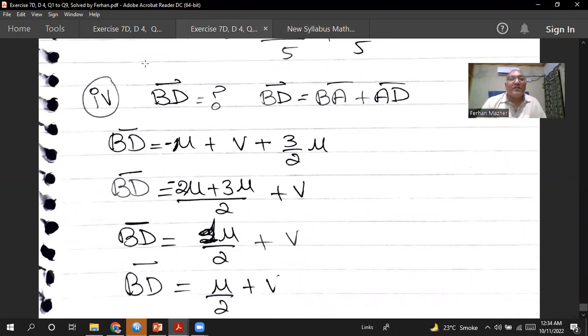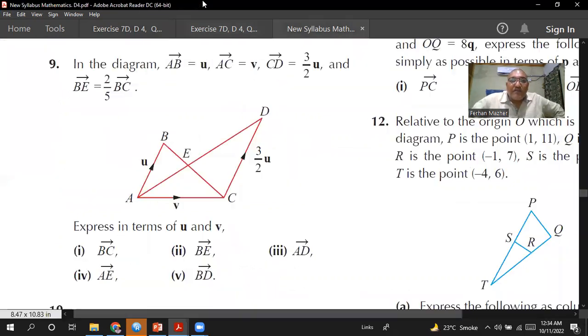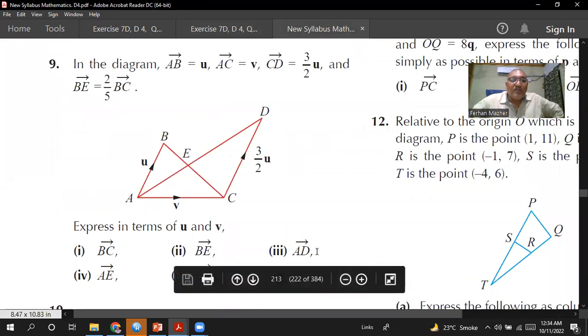And so take the LCM of the terms which have U. So it will be minus 2U plus 3U, whole thing divided by 2, plus V. So it will be 1U by 2 plus V. So that's U by 2 plus V. So that's how you find the BD. I used the bypass from B to A and A to D, because I already know the value of the AD.